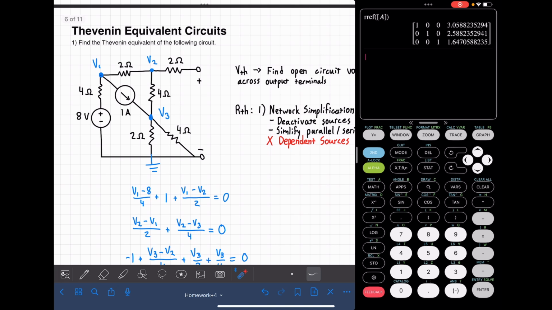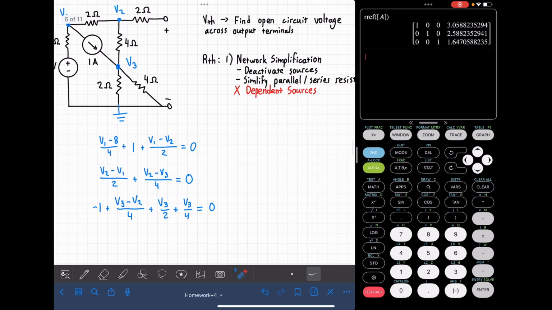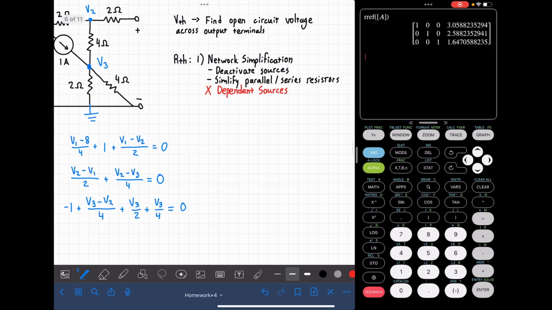We are looking for V2 because our output, Thevenin right here, is equal to the voltage at this point, because there's no current flowing. No current flowing means there's no voltage drop. So this is also equal to V2. V2 minus 0 equals V2. So finally our Thevenin voltage is the second term in this matrix over here: 2.588 volts.